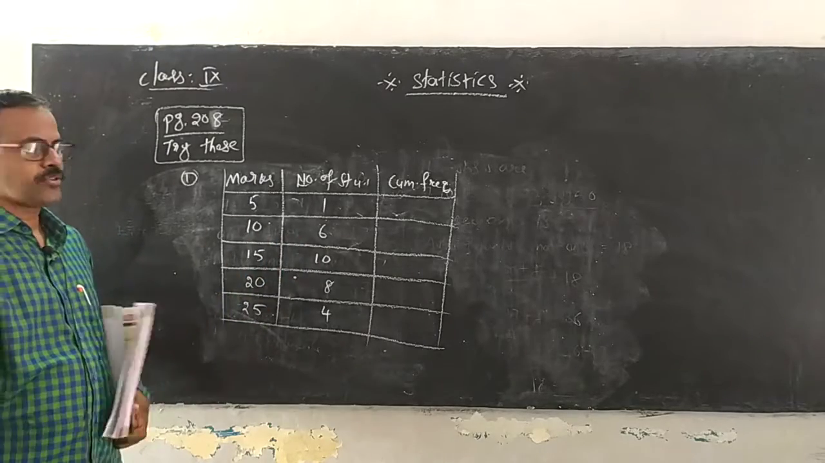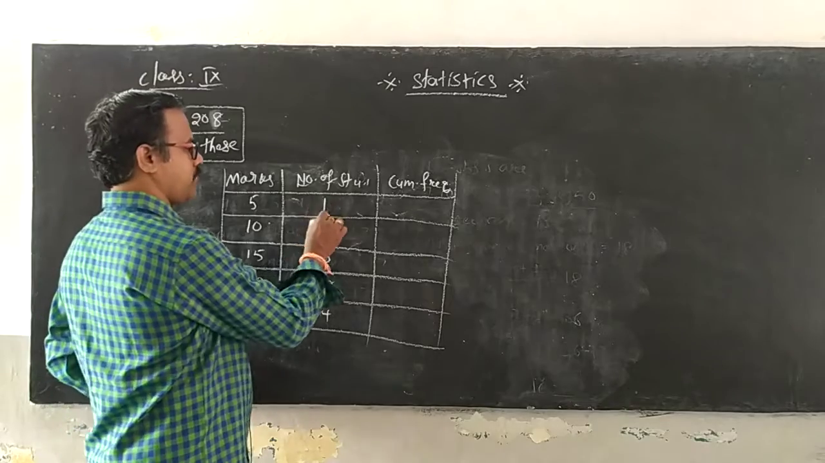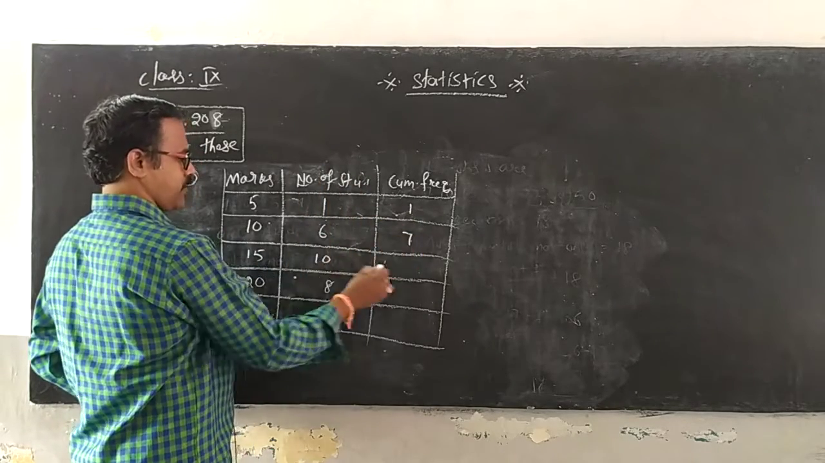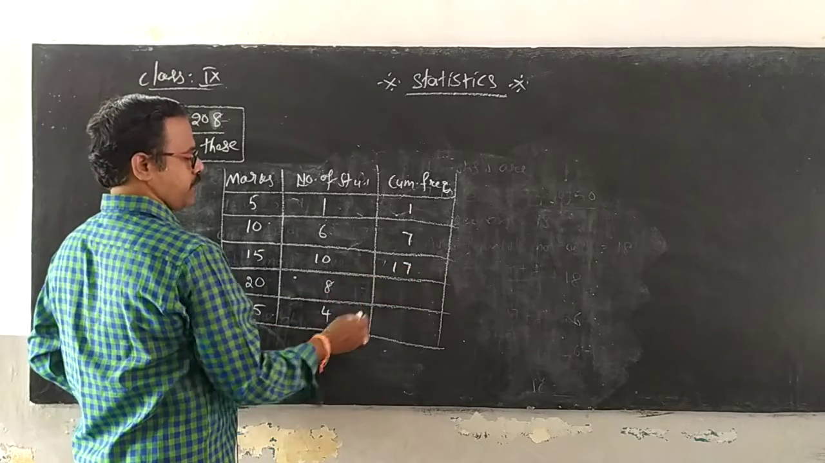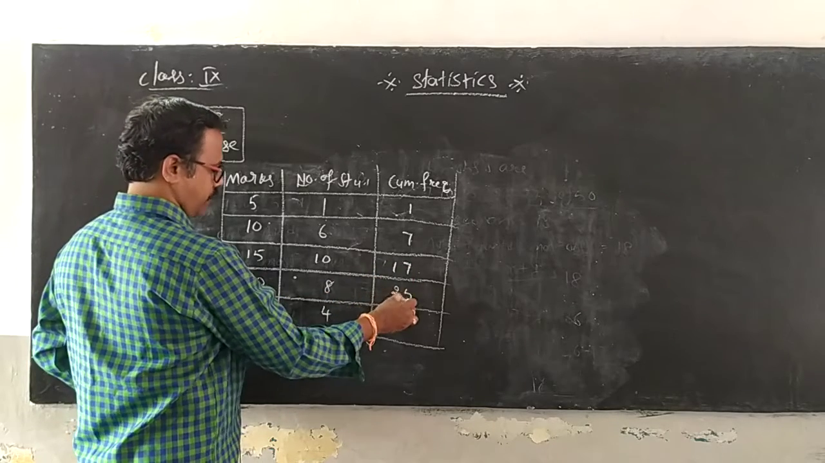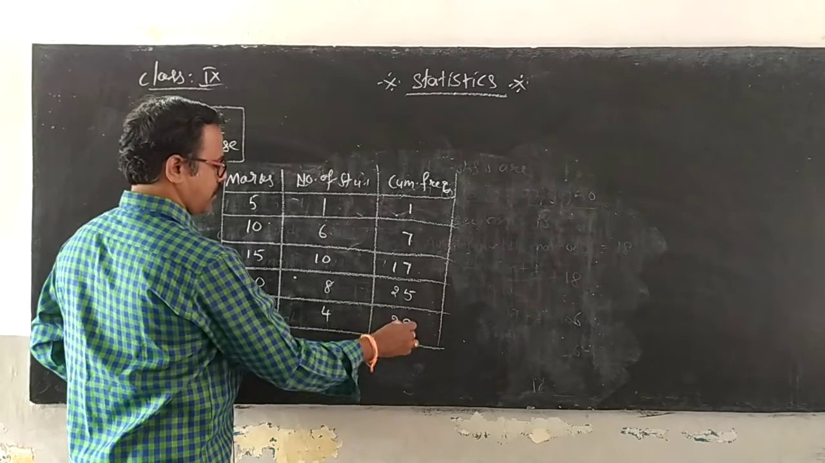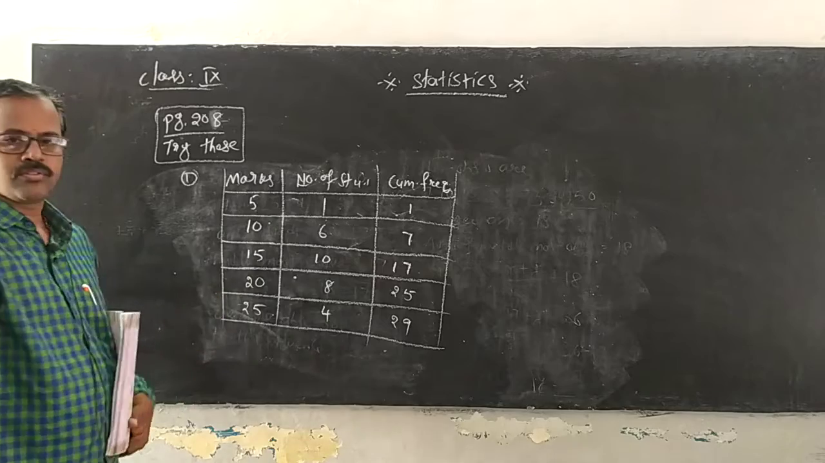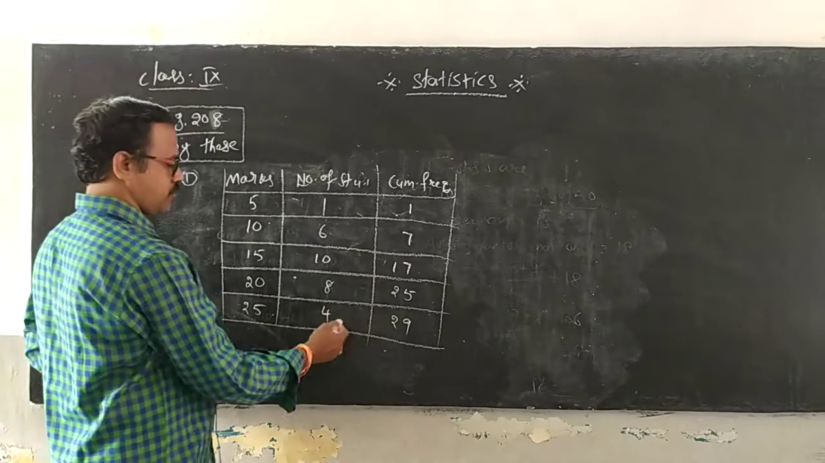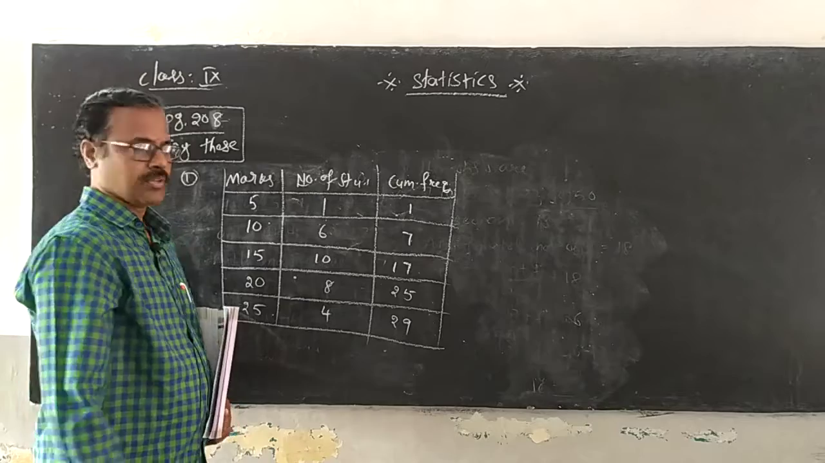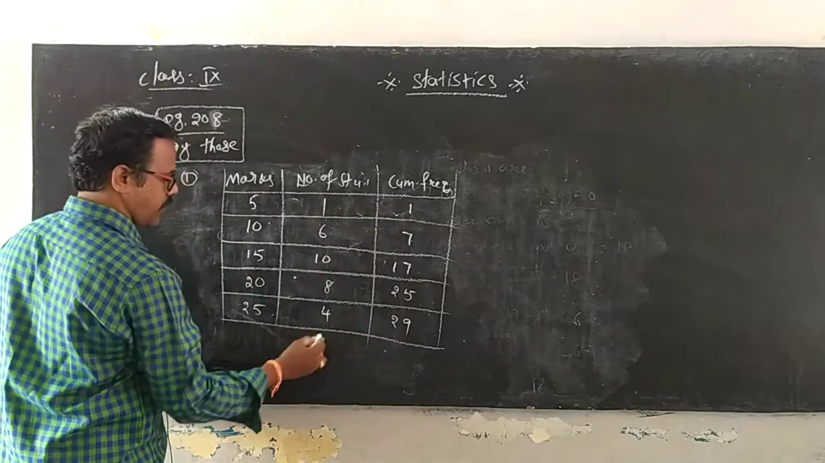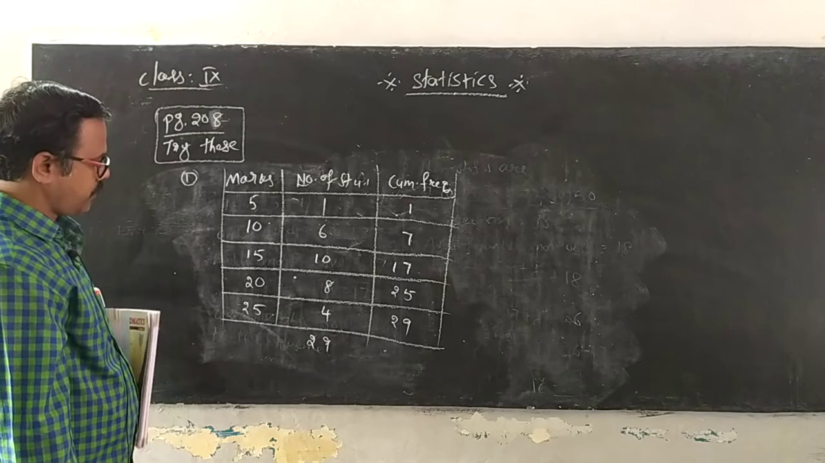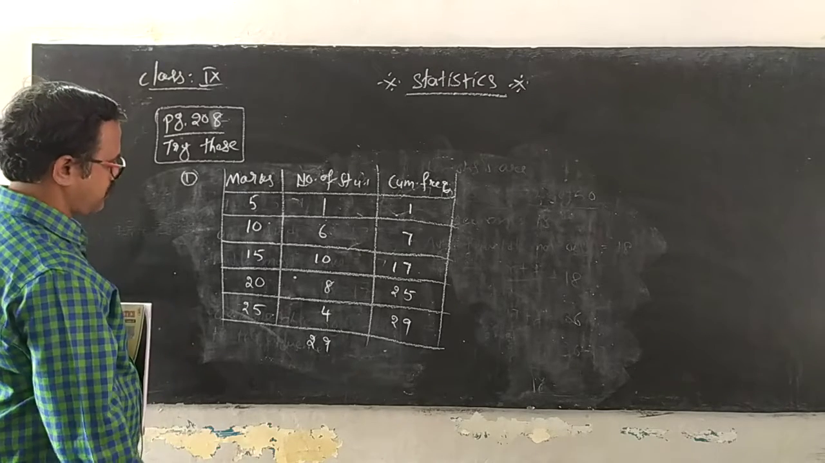Now you need to find the cumulative frequency. So you take 1, no value on the top, so 1. 1 plus 6, 7. 7 plus 10, 17. 17 plus 8, how much do you get? 25. 25 plus 4, 29. Clear? Now how much do you get when all the values are added? So you get 29 here.